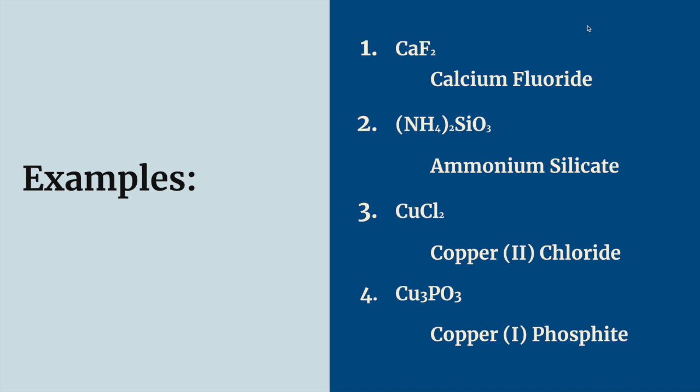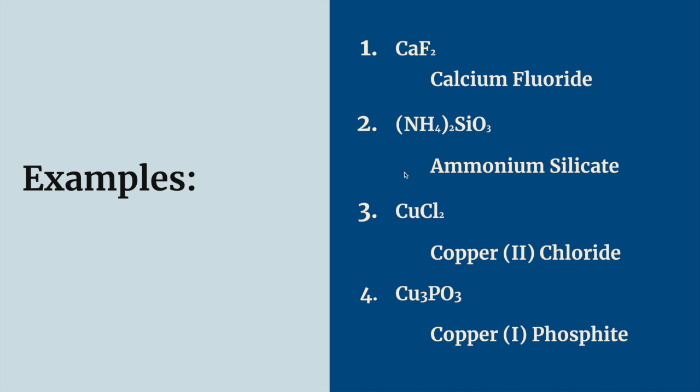The first one I already showed, calcium fluoride. You just write out this cation as it is, calcium, and then change the end of the fluorine to end in ide, since it's a monatomic anion.